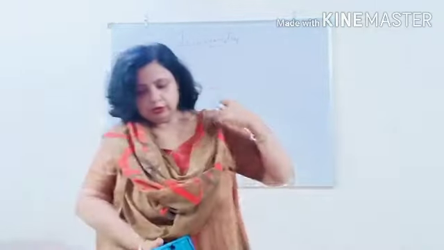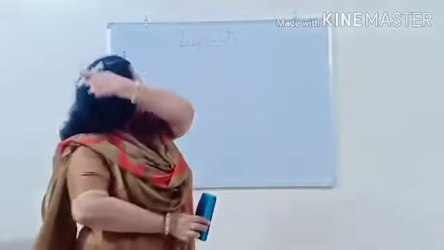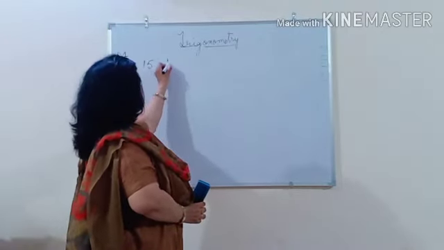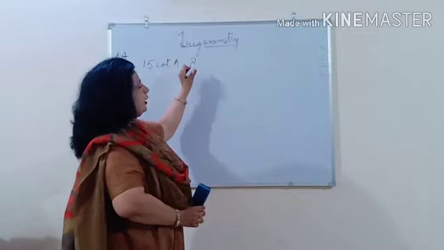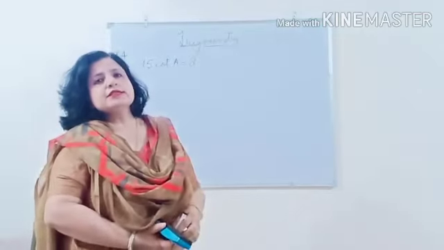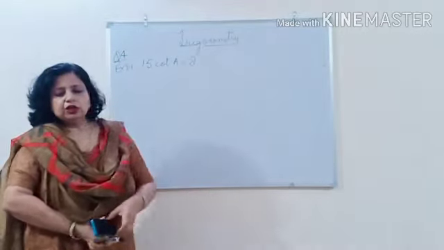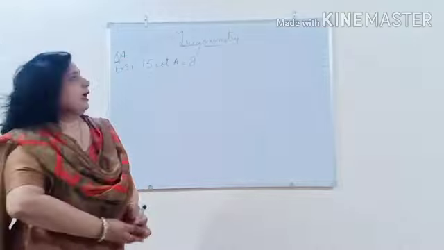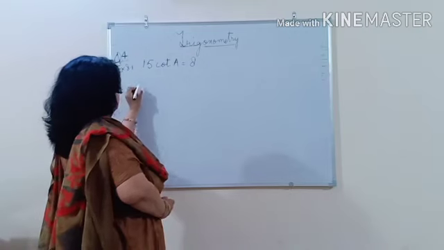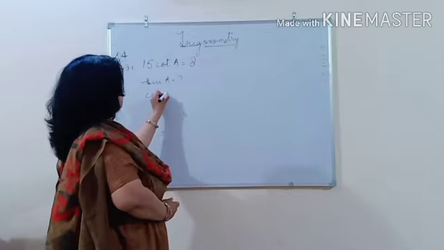In question 4, it's given that 15 cot A equal to 8. Find sin A and sec A. We are given 15 cot A equal to 8, and you have to find sin A and sec A. You have to find sin A and you have to find sec A.